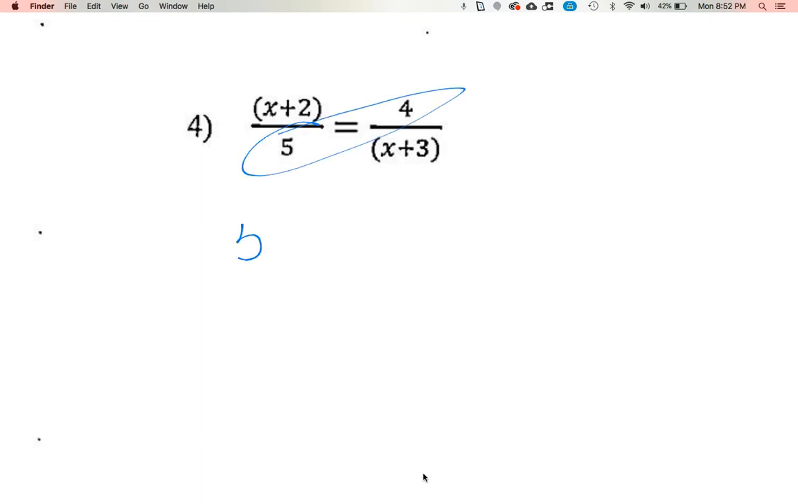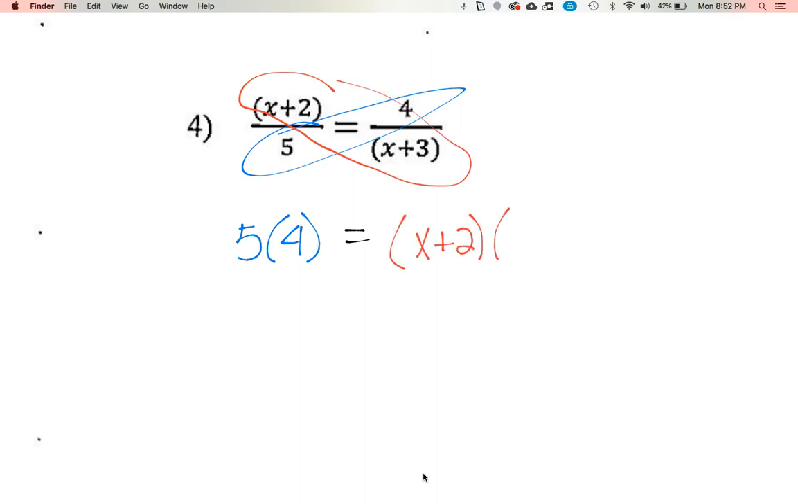All right, 5 times 4. X plus 2 times x plus 3. That gives us 20 equals. Now this time, we have to FOIL this. So think back to the end of Unit 2. I believe it was section 2.7 when we did the quadratic problems with that rectangle, and we did a lot of them. This should look very familiar at this point.